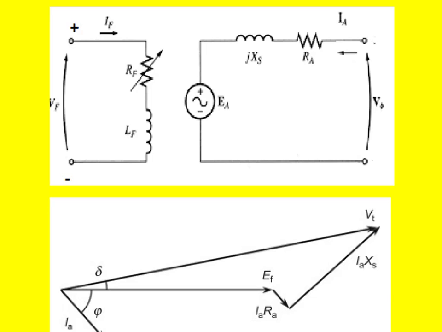The resultant of IA RA and IA XS is the applied voltage VT or V phi, like this. The angle between VT and the induced EMF EF or EA is delta, whereas the angle between the induced EMF in the stator and the supply current IA is called phi.